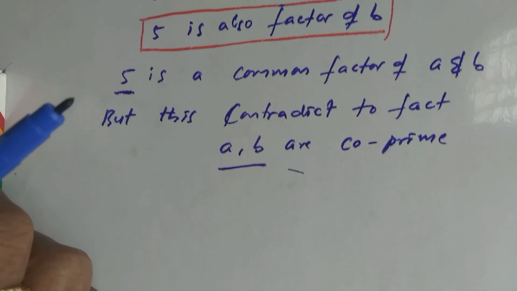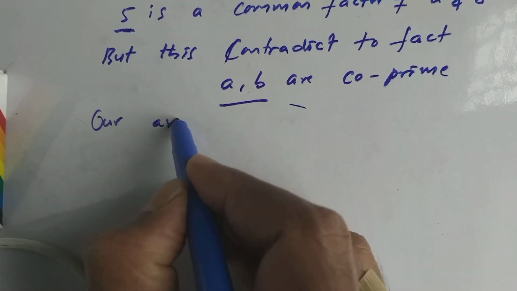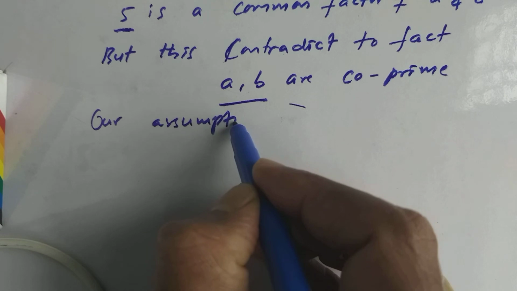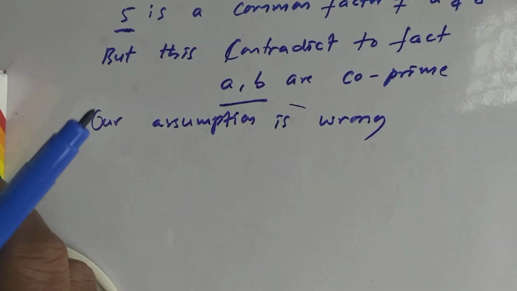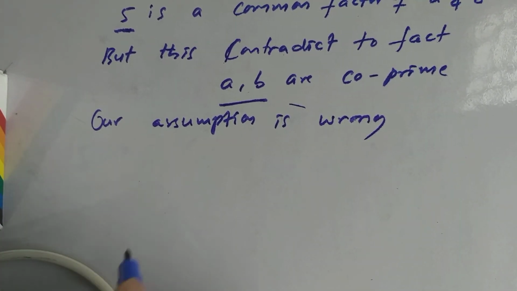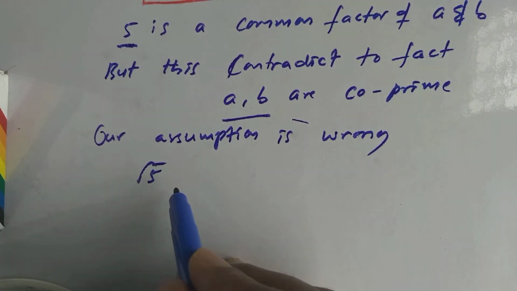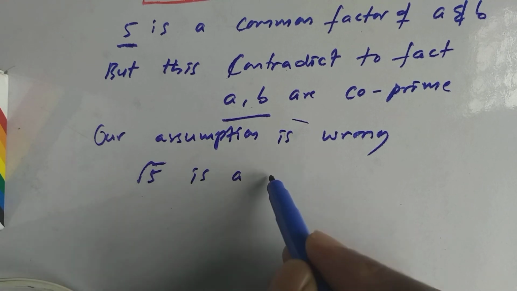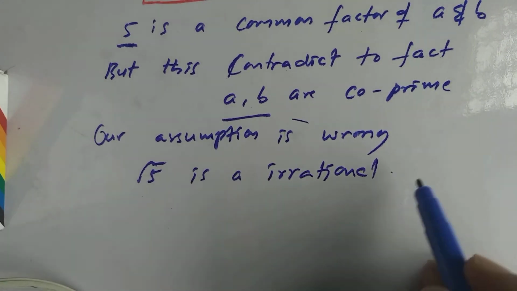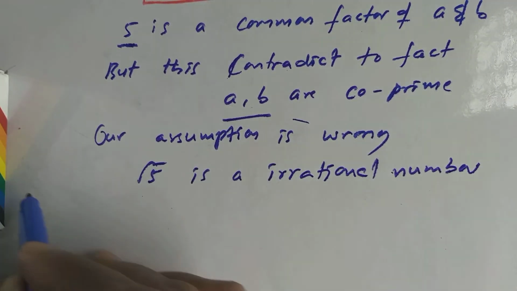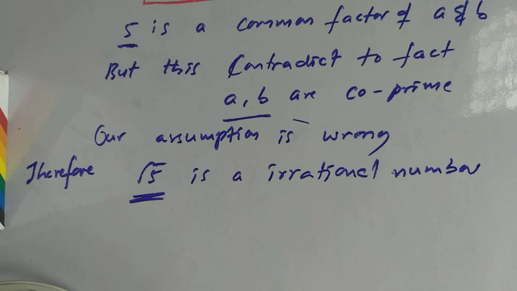Our assumption is wrong. So you write, therefore our assumption is wrong. What did we assume? We assumed that root 5 is not an irrational number. So that is wrong. So what is correct? Root 5 is an irrational number. You can write, therefore root 5 is an irrational number. So this is our proof.